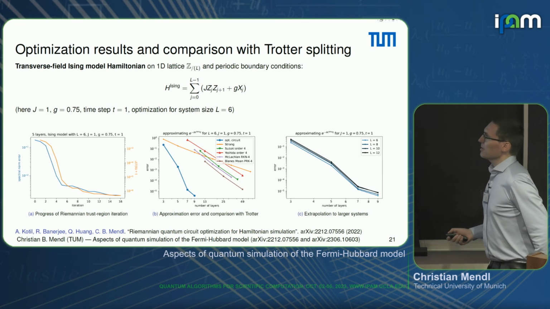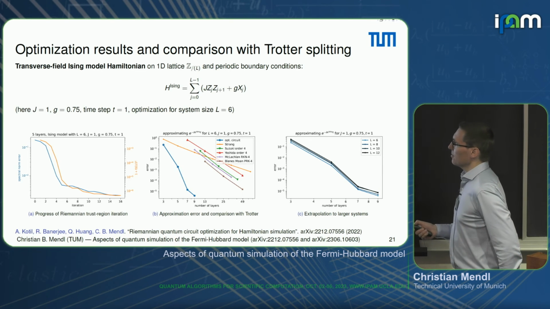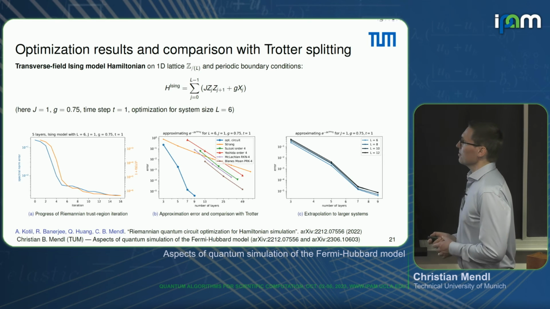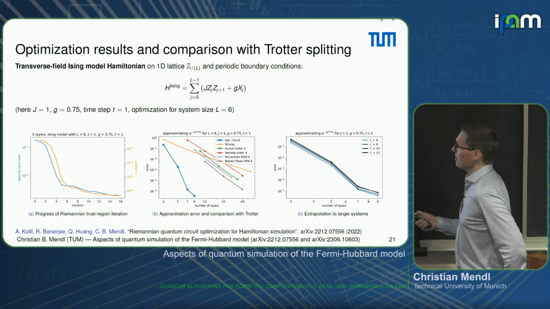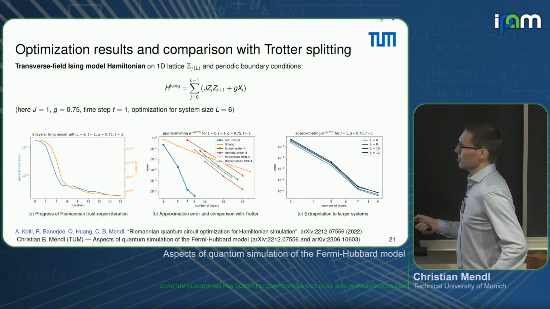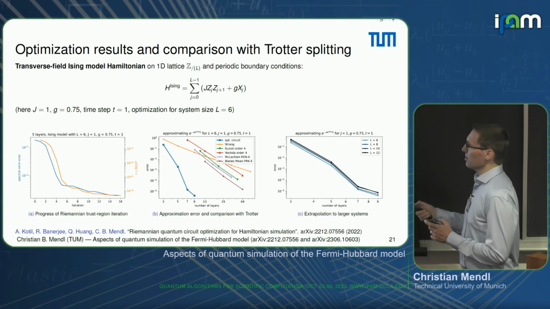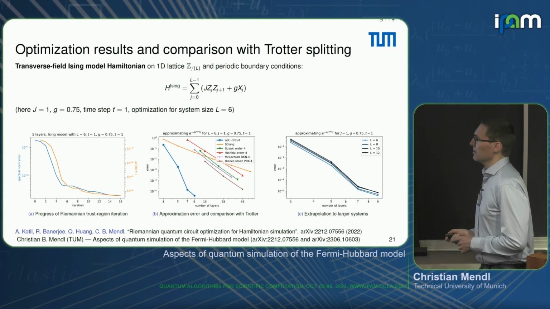So we applied it first to the transverse field Ising model, which is one of the simplest models, I guess, on a 1D lattice. So it looks like that. It has these ZZ terms, which you could interpret as interaction or hopping terms, and then this external field term here. And Z and X are just the usual Pauli matrices.